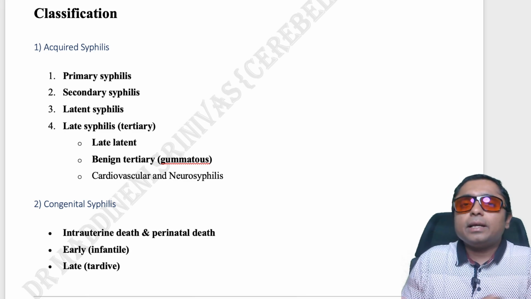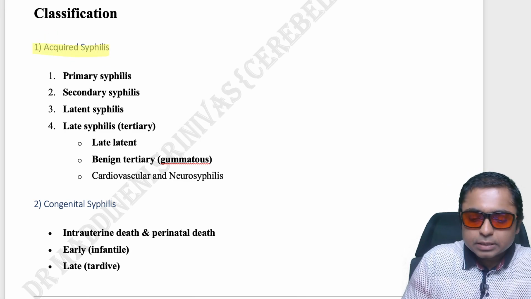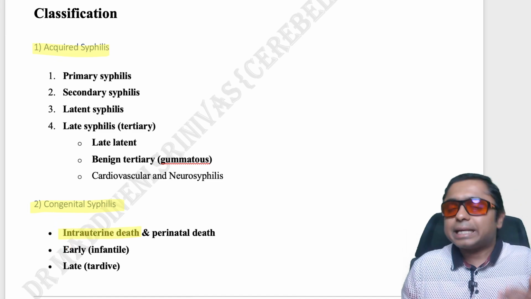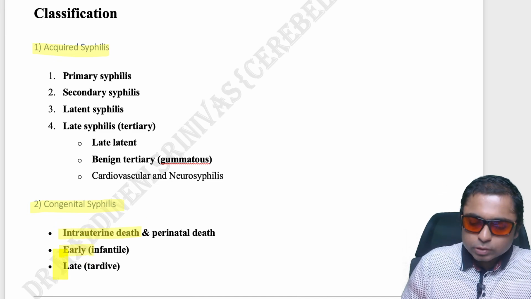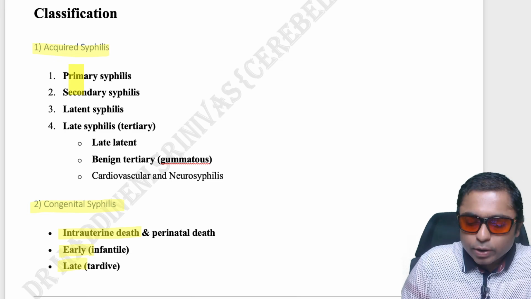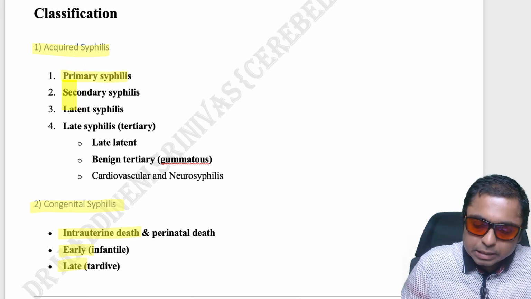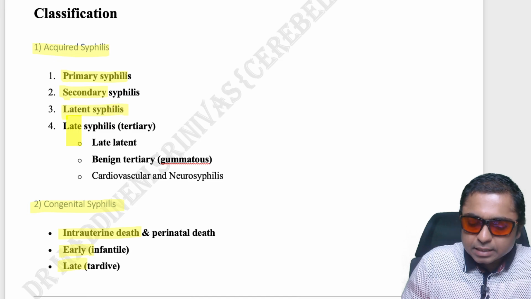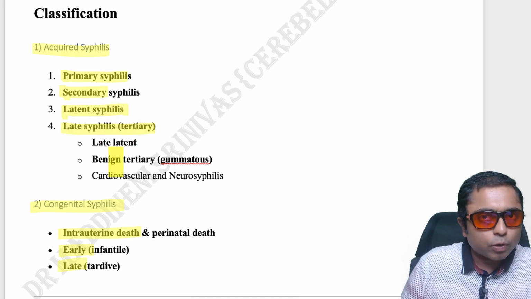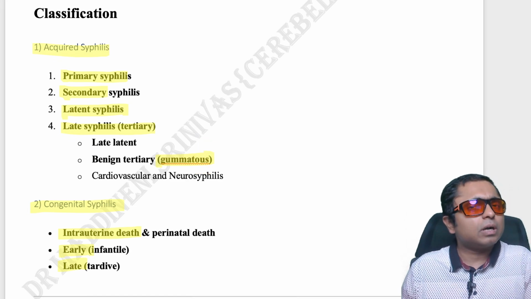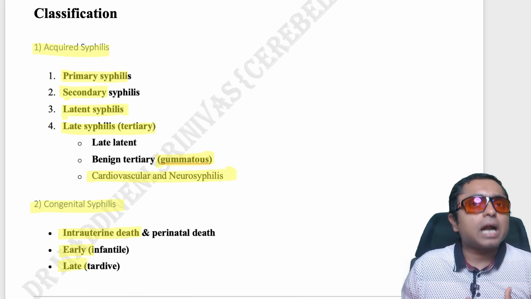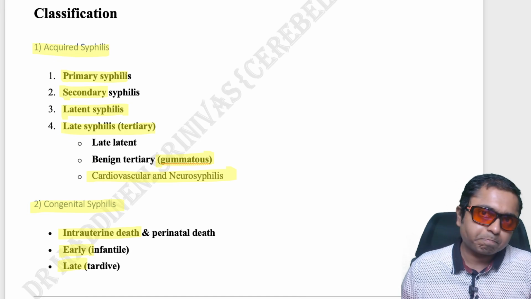So broadly, syphilis is classified as acquired syphilis and congenital syphilis. Congenital syphilis, you can remember, will produce either intrauterine death or early and late congenital syphilis. And in the acquired, you can remember there can be primary syphilis, secondary syphilis, latent syphilis, and late syphilis. It's also called tertiary syphilis, where the patients are going to have skin lesions called gummatous lesions, or the patients can also have involvement of the cardiovascular system and also neurosyphilis.